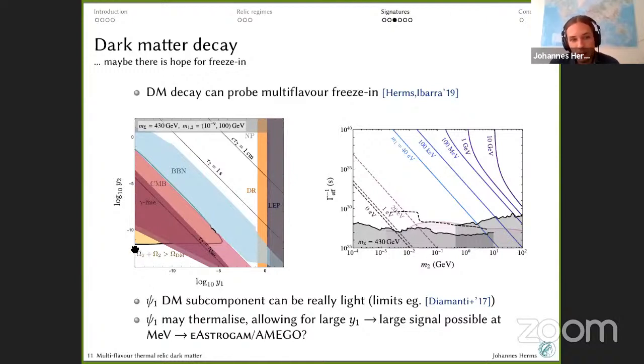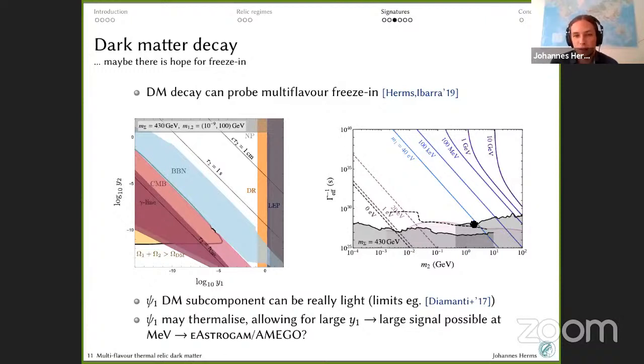And in this case, here we are in the FIMP regime, but now there is no overabundance constraint here anymore because dark matter flavor 1 is so very light. And this can lead to interesting dark matter decay signatures. So here what you see is that, depending on the dark matter mass, in this case between hundreds of GeV and MeV, this is the maximum decay signal we can expect at dark matter indirect detection experiments.